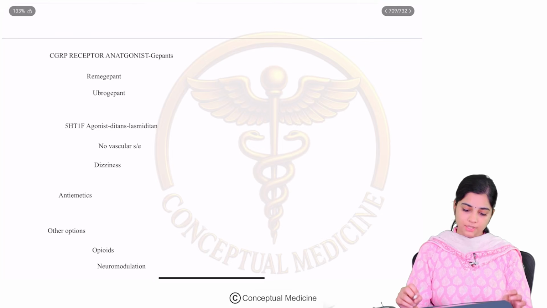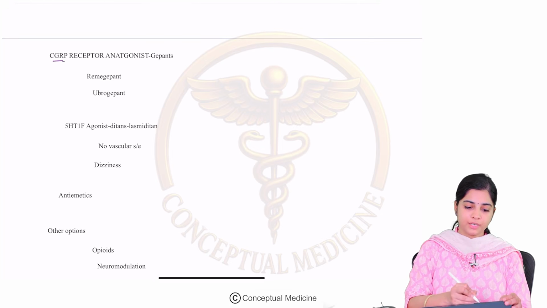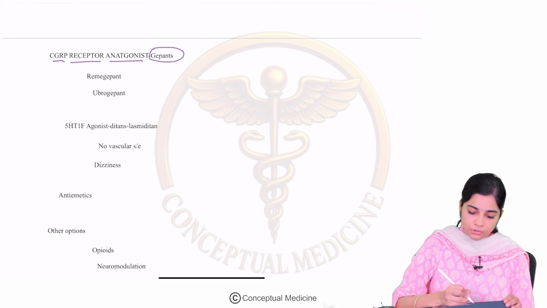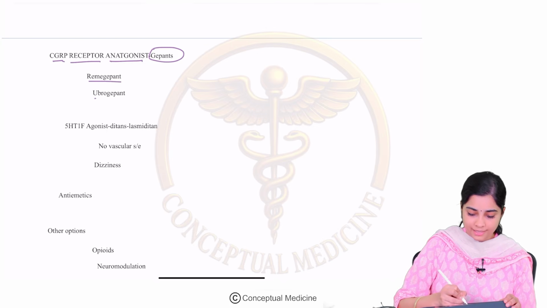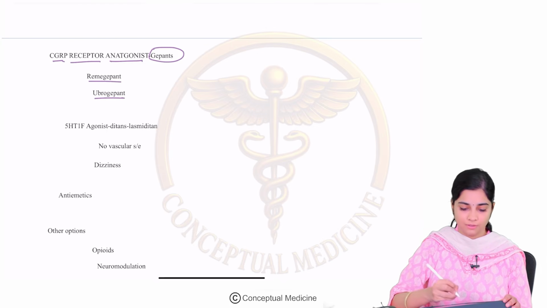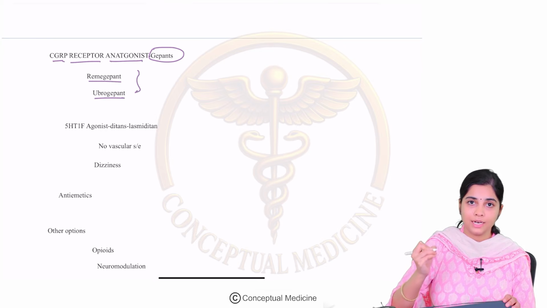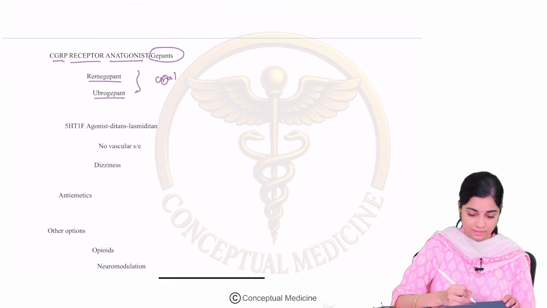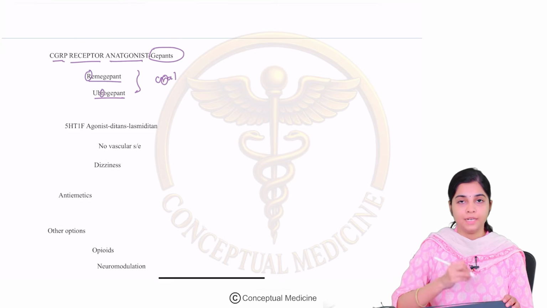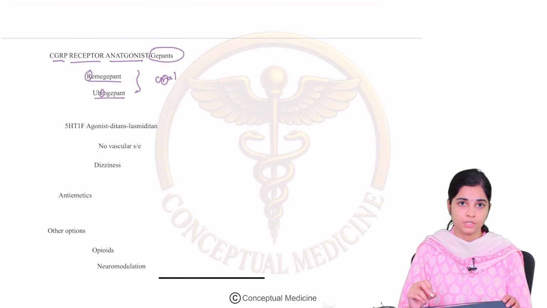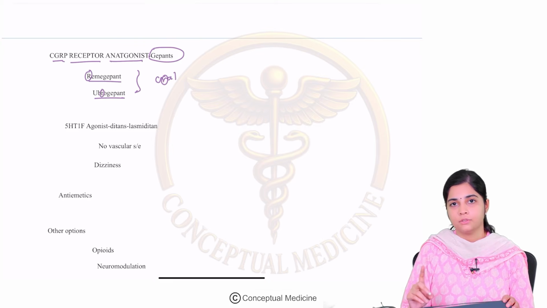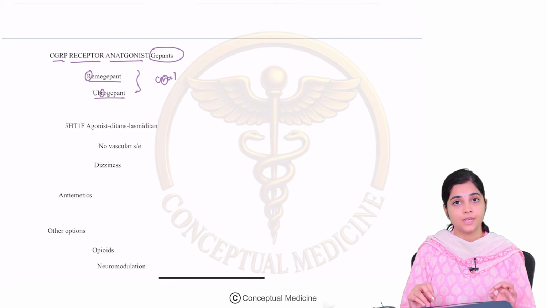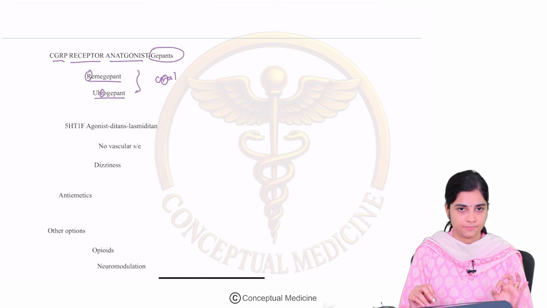Then, during your acute attack, the next group of drugs that can be used is your CGRP receptor antagonists, which are called gepants. You remember rimegepant and ubrogepant, right? All of it sounds like R and R, so remember they are oral medications used in the management of an acute attack of migraine, and they are CGRP receptor antagonists.